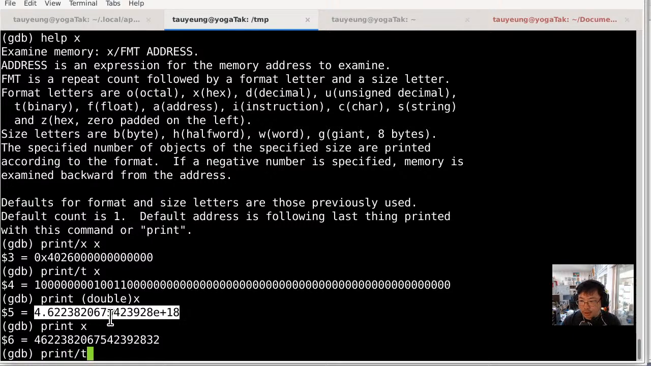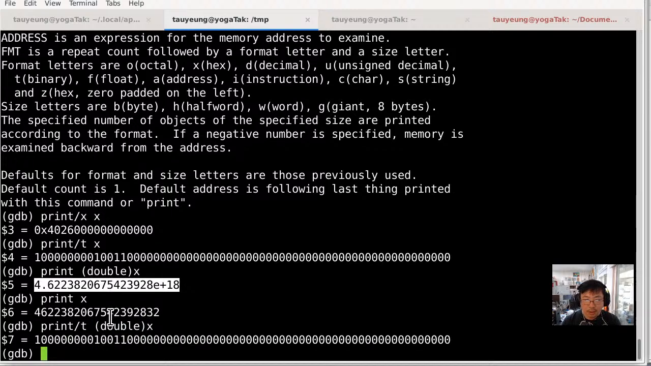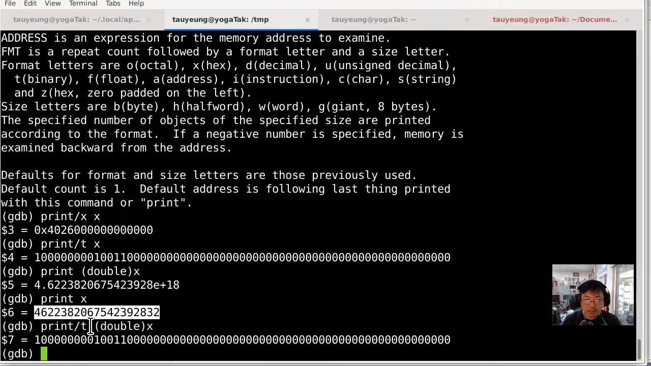Okay, print /t double x is not going to work either because once again, the cast is not changing the way we look at the bit pattern. X is evaluated first, which gives us this particular value, and then it is cast to a double. Yeah, it's still not working because what I want to do is to see 11. And this is certainly not 11.